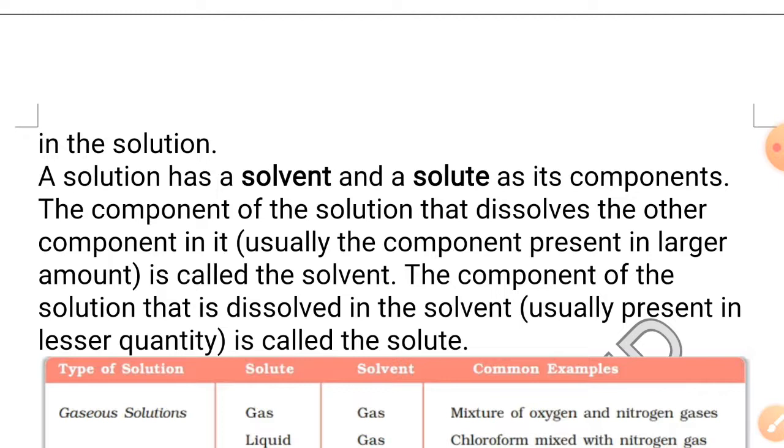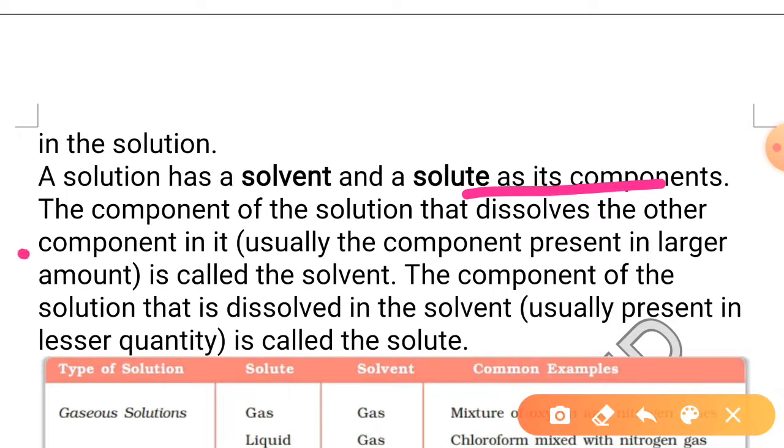When you mix two components together, your solution will be in the state of the solvent. If your solvent is liquid, your solution will be in liquid state. If your solvent is of gaseous state, then the solution will be prepared in gaseous state, and similarly with the solid state too. Now, as we studied, a solution has a solvent and solute as its components. The component of a solution that dissolves the other component in it, usually the component present in large amount, is the solvent. The component that is dissolved in the solvent, usually present in lesser amount, is called the solute.